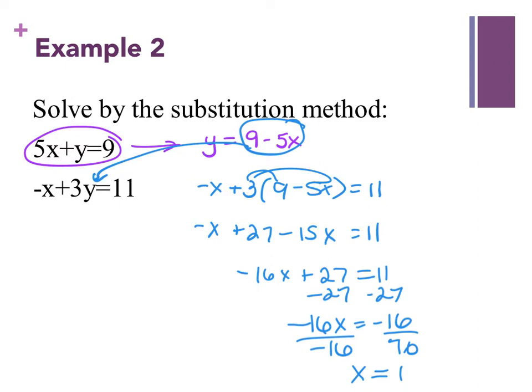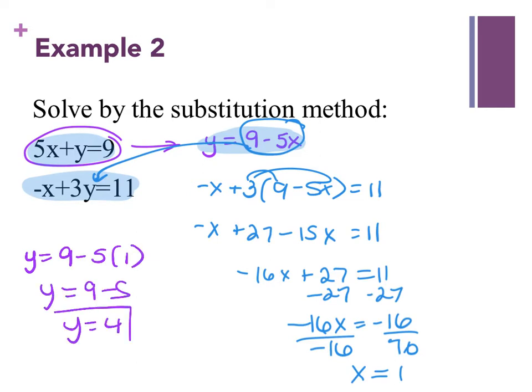Now I want to take that and plug it back in, and I've got lots of options. I can plug it back into this original equation. I can plug it back into this original equation, or I can plug it back into the one that's solved for y, which is probably the easiest.